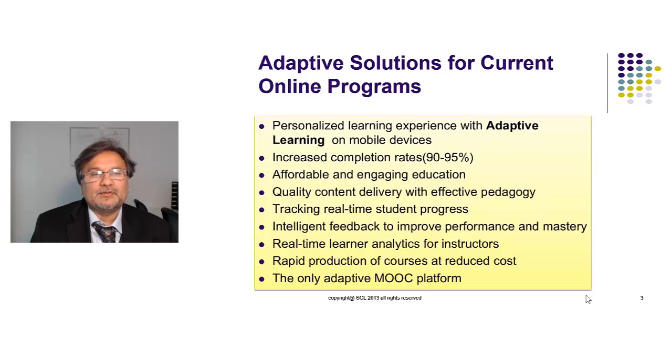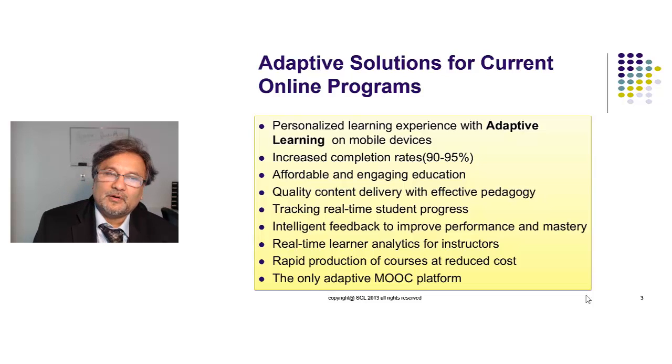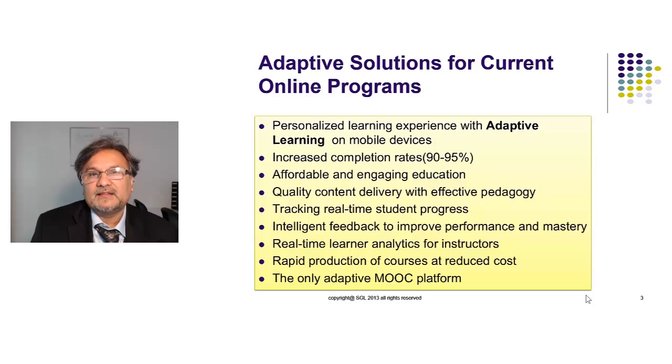The adaptive solution for the current online programs that we are offering is, number one, a personalized learning experience with adaptive learning on mobile devices. Increased completion rates, almost 90 to 95%. I'll show you some case studies. I want to make it very affordable and engaging for the students so they finish programs very quickly, and we have done some master's programs in management. We want to use very high quality content with effective pedagogy. Pedagogy is the number one thing.